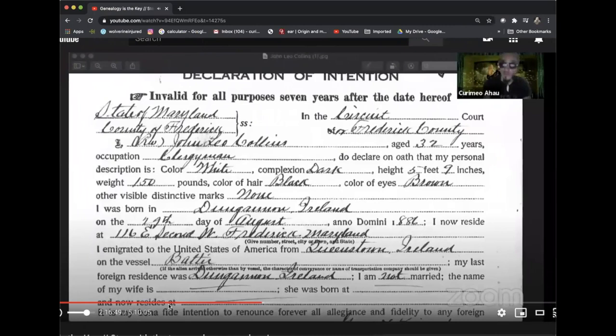Now it says here, he is described as color white and his complexion is dark. Yeah, he's actually dark complexion. This is an Irish man. His color of eyes is brown and black hair. So if you describe somebody saying, hey, complexion dark, hair black, eyes brown, are you going to think Irish?